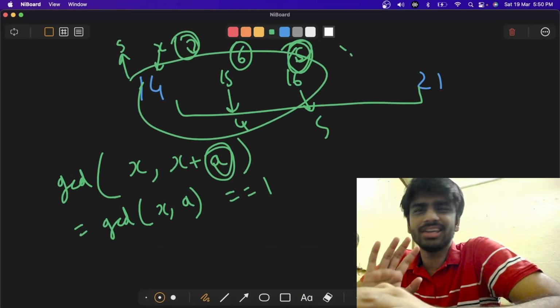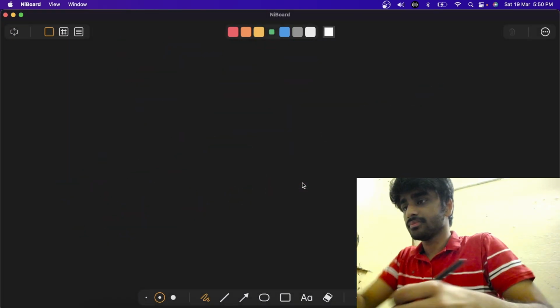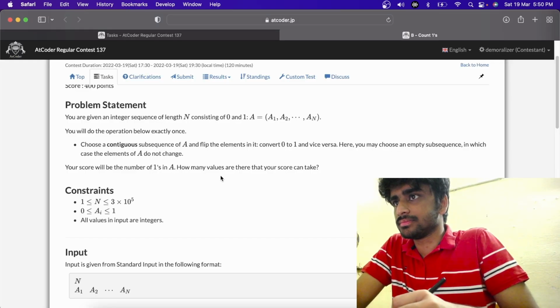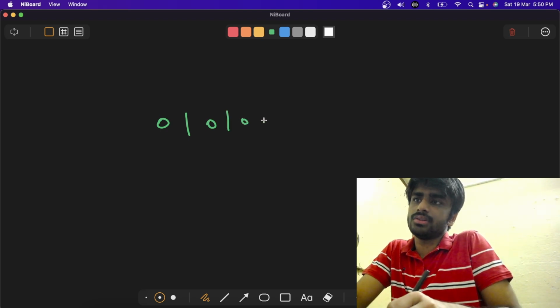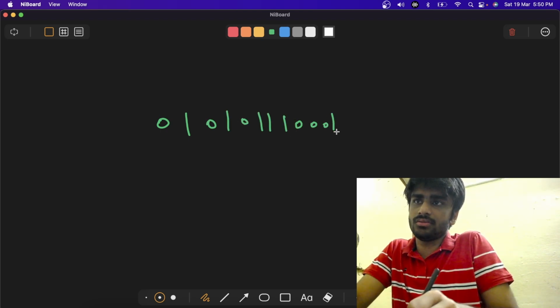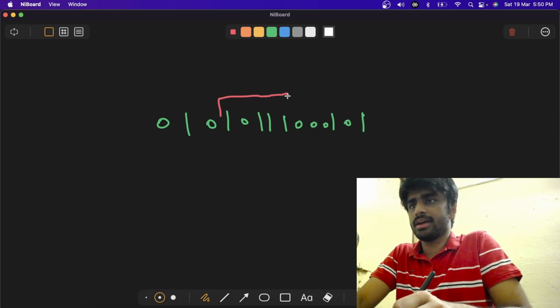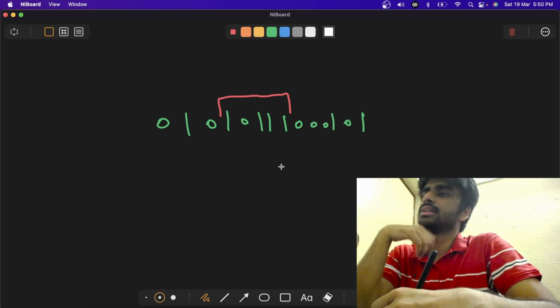This one, I guess, should be easier than the first one, at least the way I solved it. Okay, so I guess we have a sequence like 0, 1, 0, 1, 0, 0, 1, 1, 0, 0, 0, 1, 0, 1, something like this. And we can pick any subarray like this and then flip all the zeros and ones.